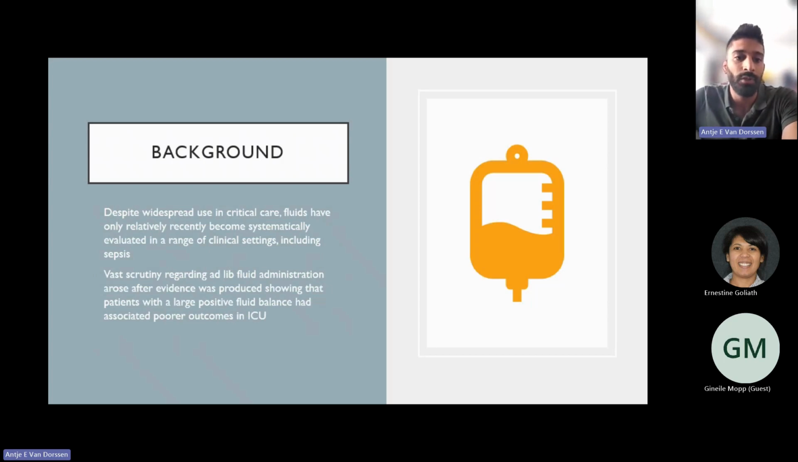But despite widespread use in the critical care, fluids have only relatively recently become systematically evaluated in a range of clinical settings, including sepsis. Vast scrutiny regarding ad-lib fluid administration arose after evidence was produced showing that patients with large positive fluid balances had associated poor outcomes, specifically in the ICU.